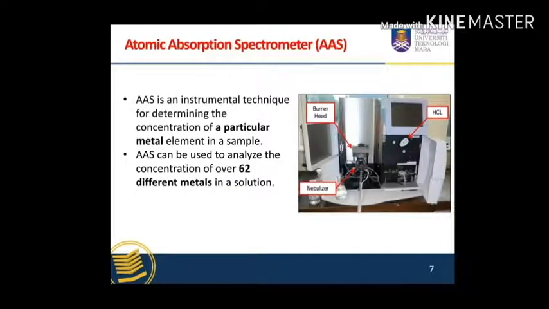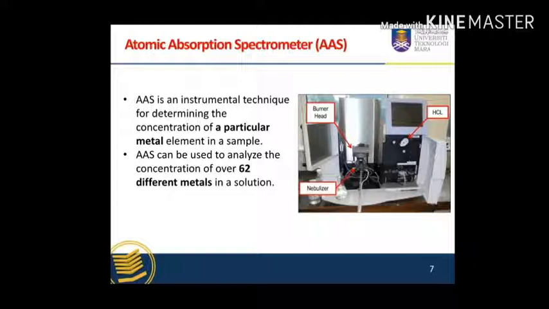This is a picture of an AAS. AAS is an instrumental technique for determining the concentration of a particular metal element in a sample. We can use it to measure copper, cadmium, zinc, plumbum, and so on, as long as we have the lamp that provides the characteristic light for the metal. AAS can be used to analyze the concentration of over 62 different metals in a solution.